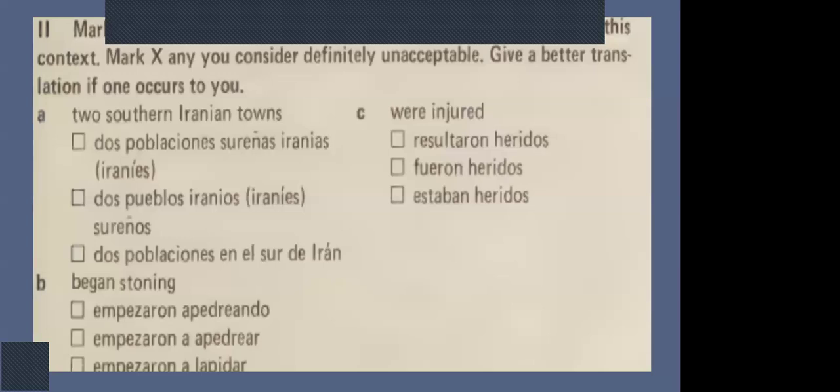Okay, thank you very much. That'll be your number one. Very good. What will be your number two, Professor Quintero? Dos pueblos iraníes sureños. Okay, because the last one is just a little bit weird. I don't think people understand Iranians. Well, Iranians in this case. If I say Iranians, I think it's much better. Okay, how about that? Began stoning.